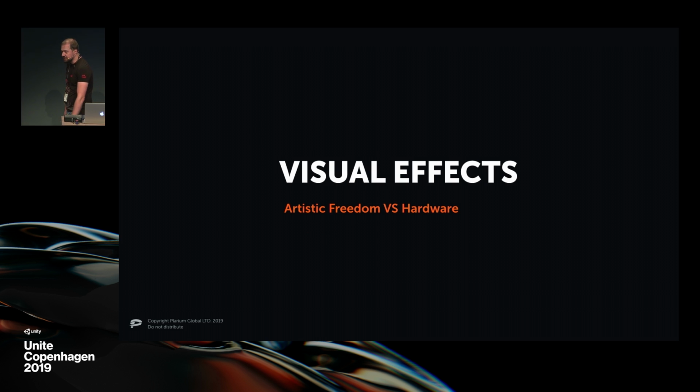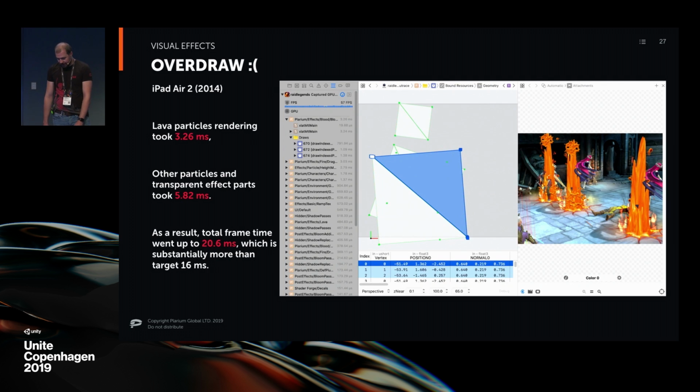Okay, the next thing that we will talk about is visual effects. The main enemy of visual effects, at least in our case, is overdraw. As you can see from this screen, lava particles took about 3 milliseconds to render. Other particles took at least 6 more, and as a result, total frame time went up to 20 milliseconds, which is a lot more than the 16 milliseconds we need to run at 60 FPS.